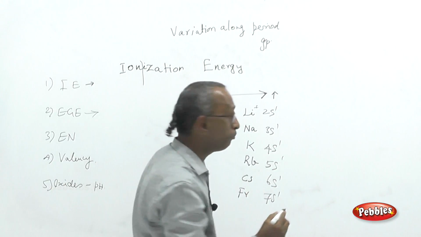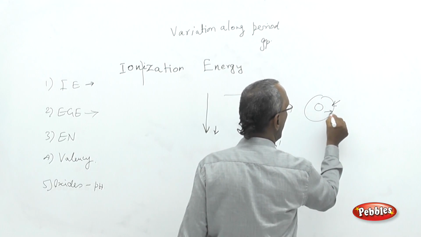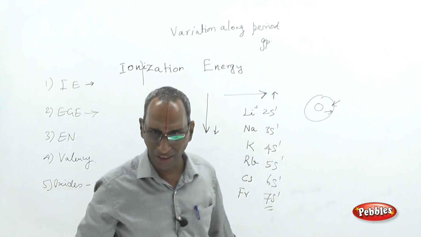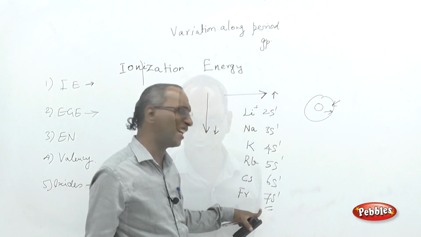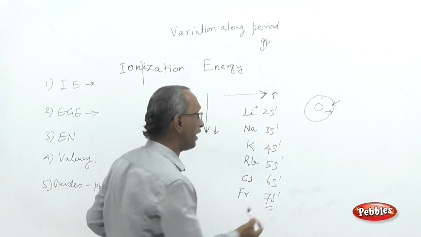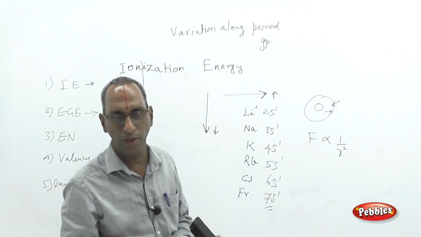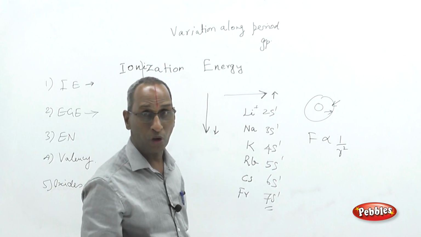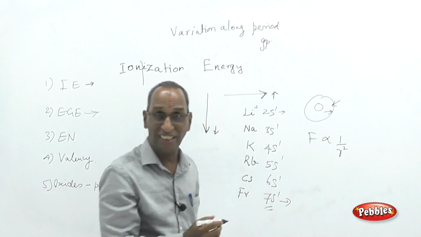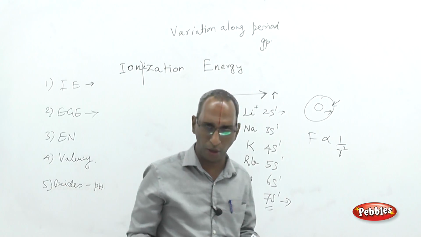All are s electrons, but for lithium it is the 2s electron. The second shell is nearest to the nucleus and the seventh shell is farthest from the nucleus. We have studied that force is inversely proportional to the square of the distance between them. So when the distance is very high, the attractive force is very low for the seventh shell, and the attractive force is very high for the second shell. The nucleus is positively charged and electrons are negatively charged.